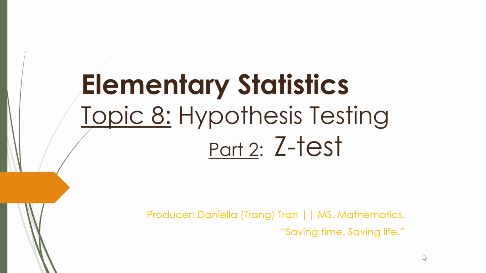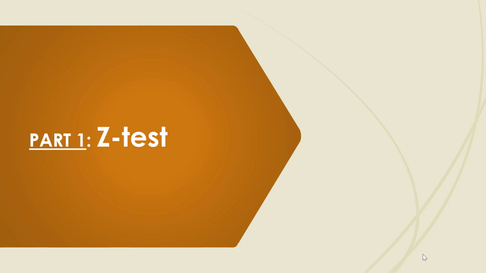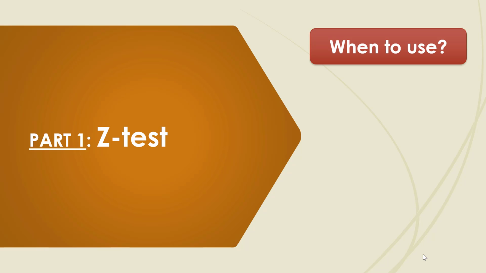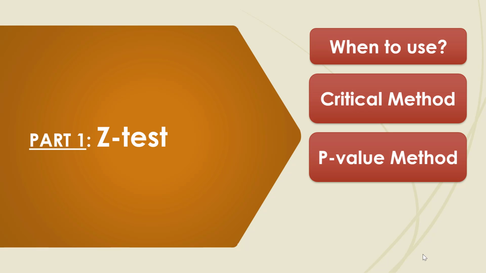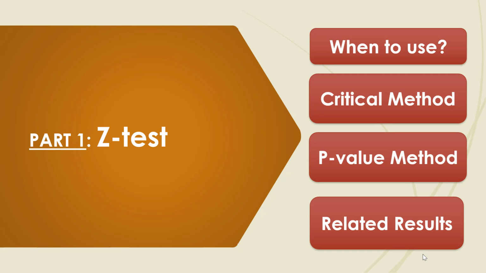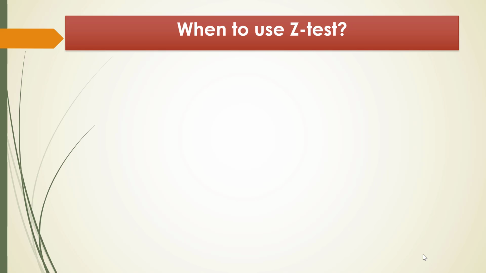Daniel's here and today I'm going to continue on topic 8, hypothesis testing, and I'm going to show you how to perform a z-test. To perform a z-test, we need to know first when do we use a z-test. And there are two testing methods to perform a z-test: the critical value method and the p-value method. Also in this video, I'm going to show you some related results. So first, when to use a z-test.